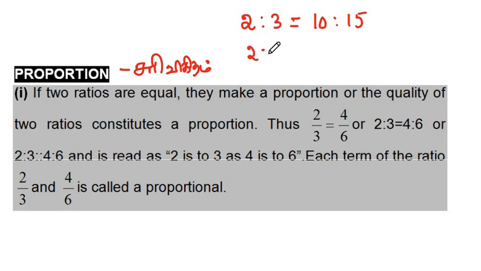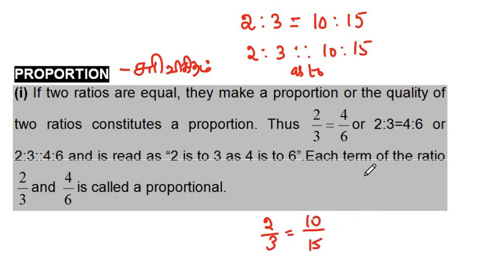So therefore, in ratio, we will write this as 2 is to 3 as 10 is to 15. So 2 is to 3 is like 10 is to 15, that is the meaning. Because of this, we can say therefore 2 by 3 is equal to 10 by 15.